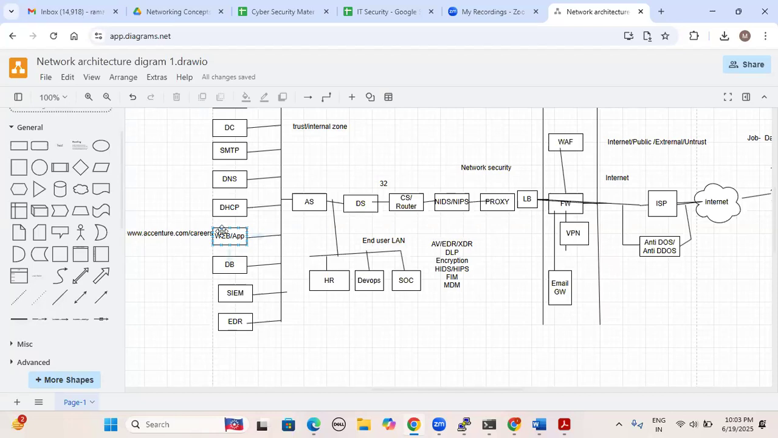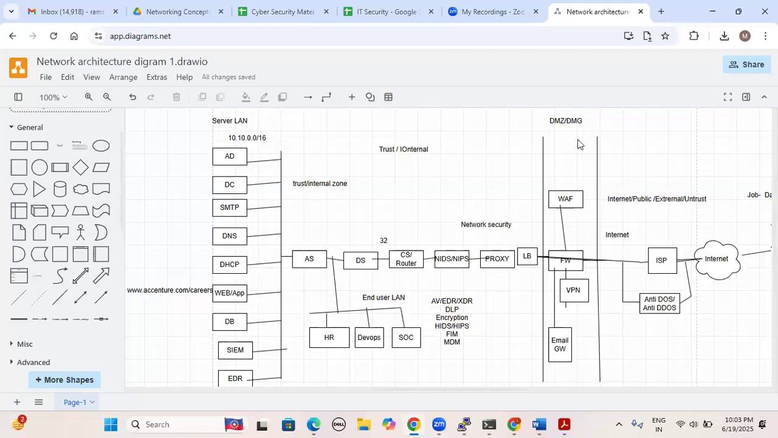We have to know where to deploy what type of devices, because a couple of times they will ask, where can we deploy the firewall? In between the ISP router and load balancer, under our DMZ zone. Where can we deploy proxy? Proxy can be deployed in between the load balancer and the network IDS and network IPS. Where can we deploy network IPS? In between proxy and core switch. So this is the way they will ask the questions.